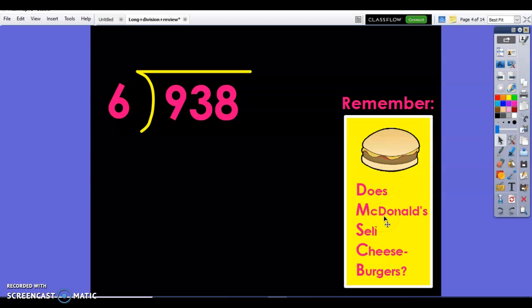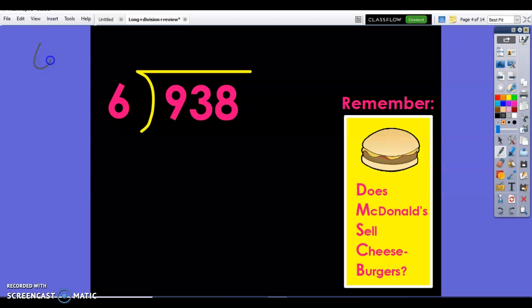Now, remember your acronym, Does McDonald's Sell Cheeseburgers, and we're going to go through a couple of these. Make sure you pause the video as we go, and that you are writing down and solving your work. As we work through, remember to put out your multiples to the side. This first one reads 938 divided by 6. I'm going to work with you on this one as an example. You can follow along to make sure you know the steps.